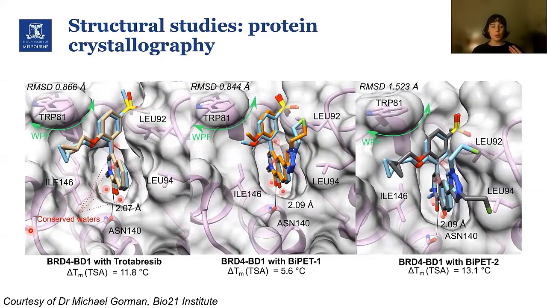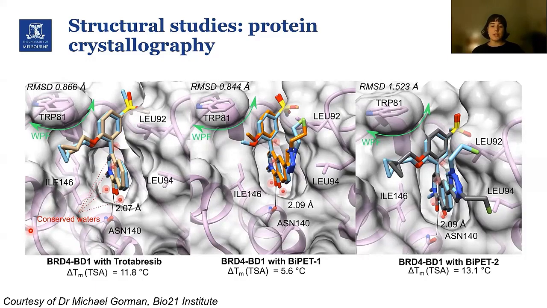co-crystallizations. With both bromodomains in hand, we did some co-crystallizations with trotabresib, BiPET 1 and BiPET 2. Unfortunately, we were unsuccessful in getting crystal structures of the second bromodomain. However, we were successful with the first bromodomain. You can see these crystal structures here. These are all solved to less than 1.5 angstrom, which is excellent resolution. So we got some really good data.